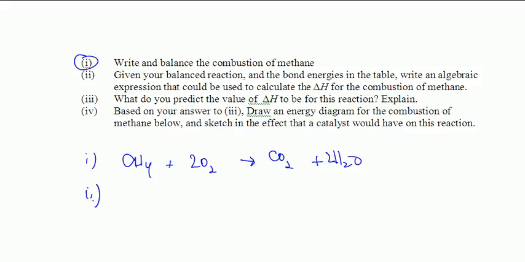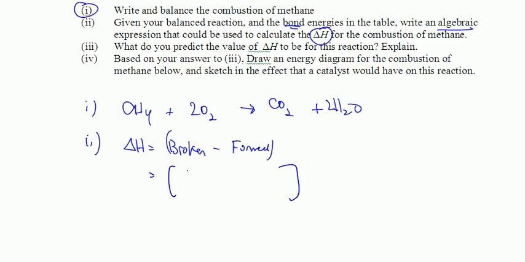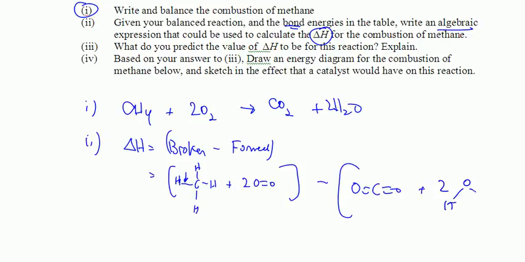2, given the balanced reaction and the bond energies in the table, write an algebraic expression that could be used to calculate delta H. Well, I do see the word bond, so delta H is going to be equal to broken minus formed. Okay, so let's expand this. My bonds that are broken are these. All these bonds have to be broken, and 2 of these. And my bonds that are formed have to be those, and 2 of those.